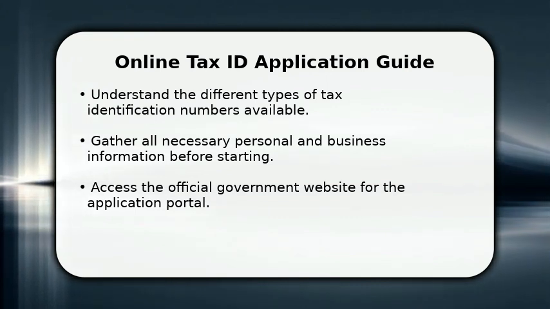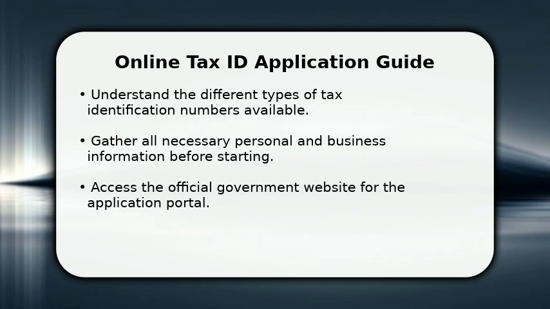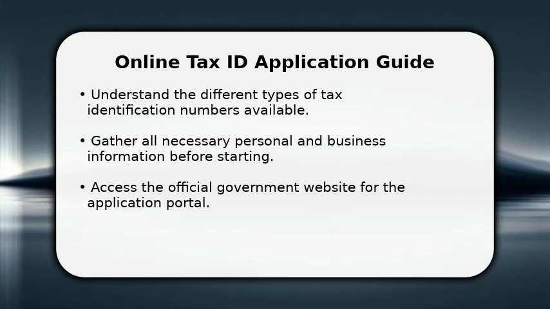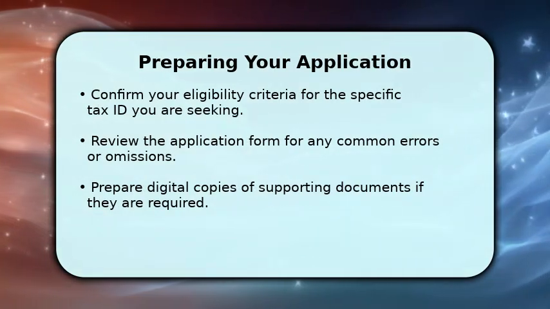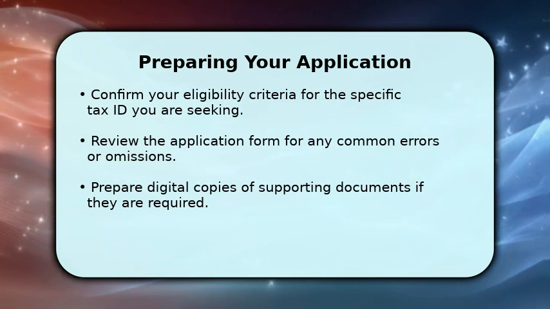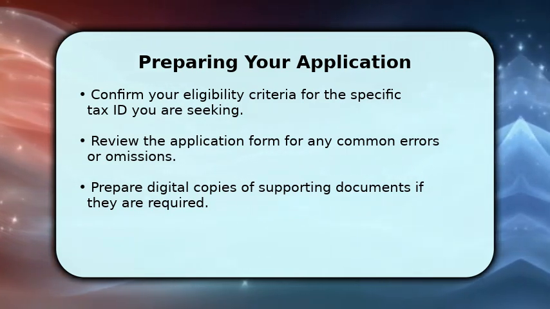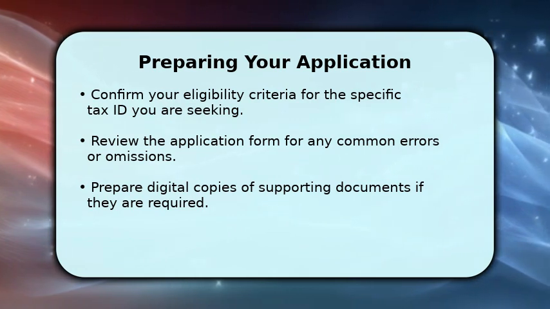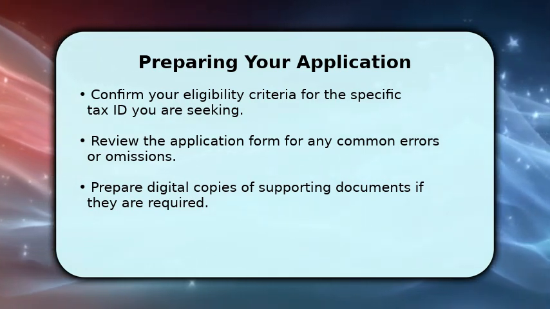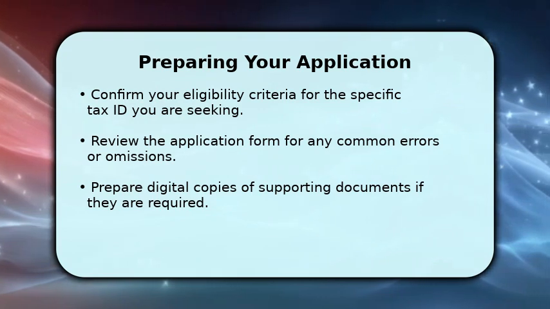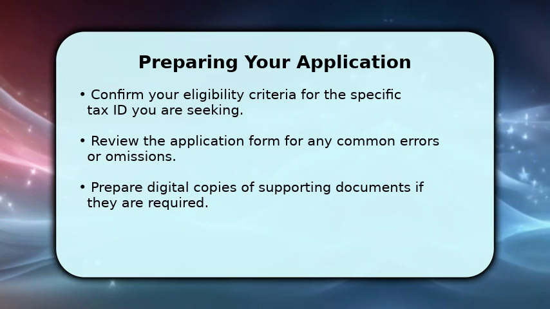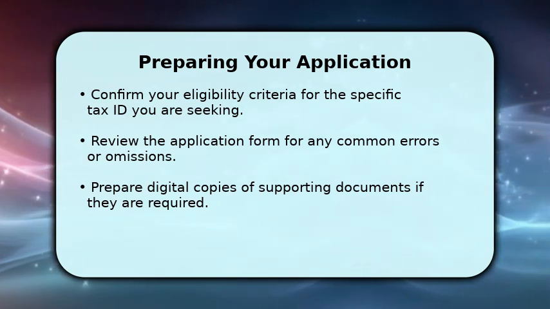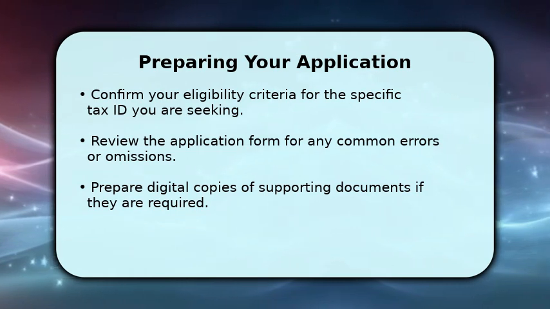Finally, navigate to the correct government website to begin the application process, ensuring you are on an official and secure portal. Before you start filling out the online form, double-check that you meet all the eligibility requirements for your chosen tax identification number. Take a moment to review a sample application if possible, to familiarize yourself with the questions and avoid mistakes. Also, have any necessary supporting documents, like articles of incorporation or identification, scanned and ready for upload.